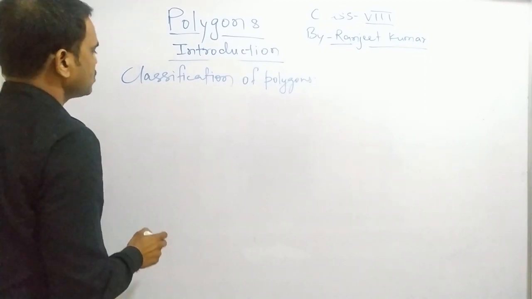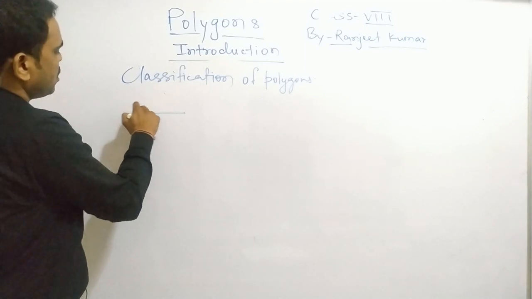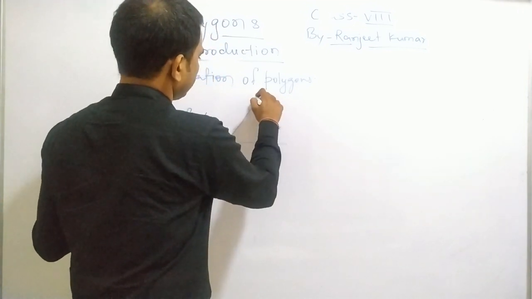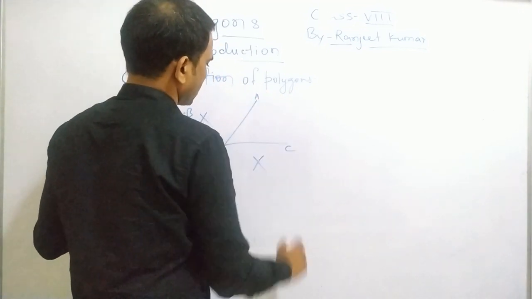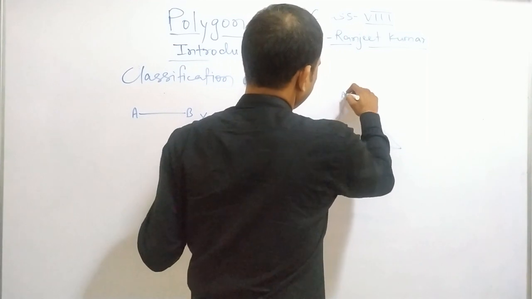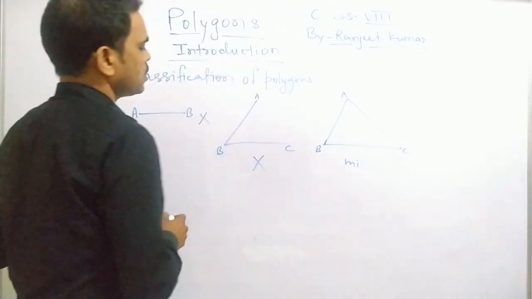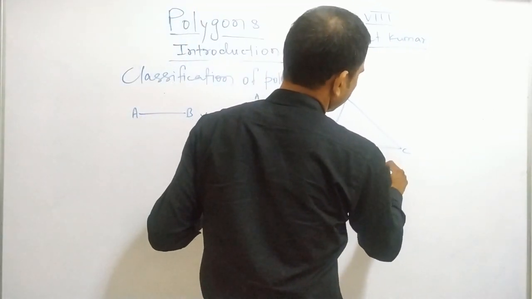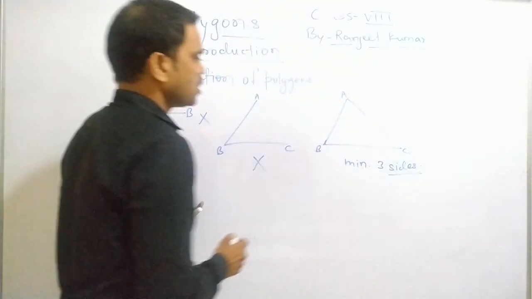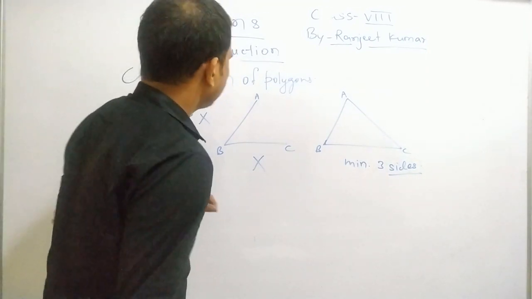In classification, you see first, with one line segment, can we make a polygon? We can't. With two line segments, can we make a polygon? We can't. With three, can we make a polygon? Yes. So it means what? For making a polygon, we require a minimum of 3 sides or 3 line segments. Lesser than that, we are not supposed to make any polygon.